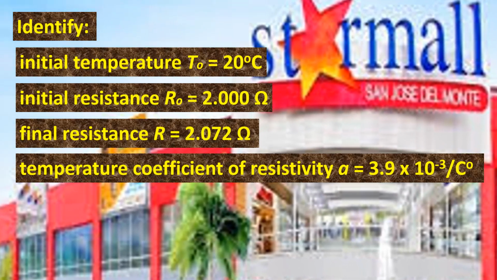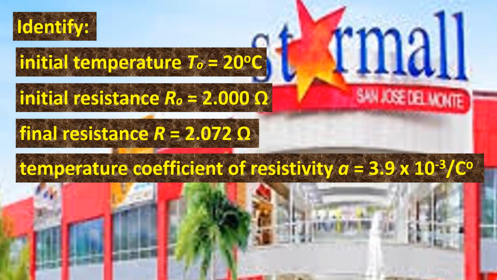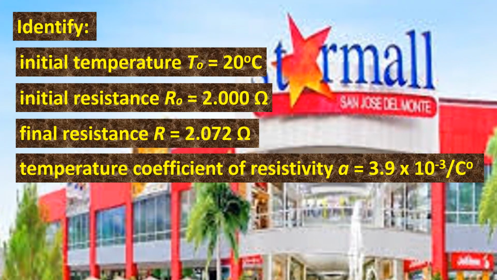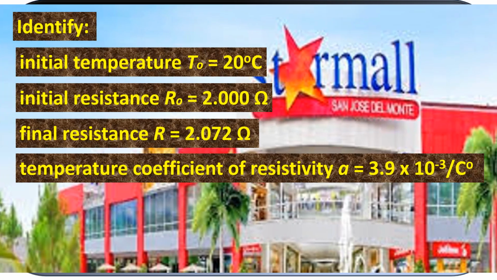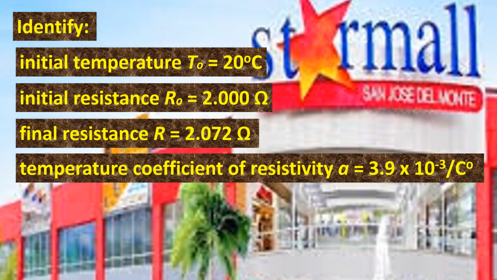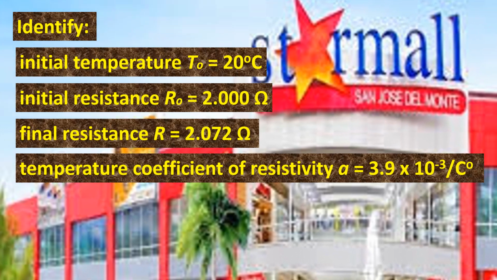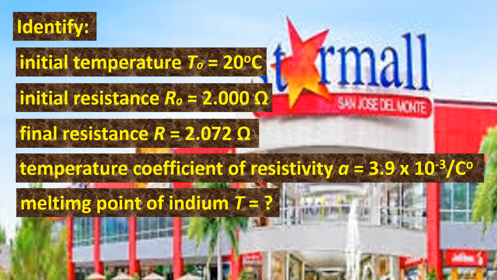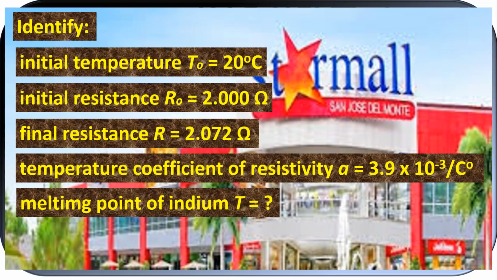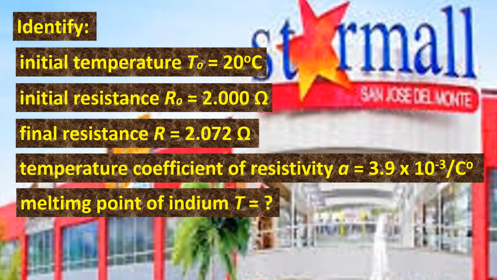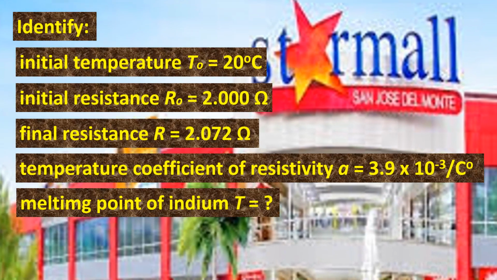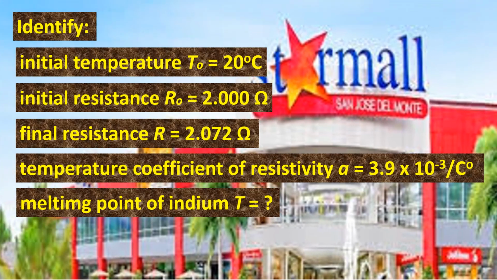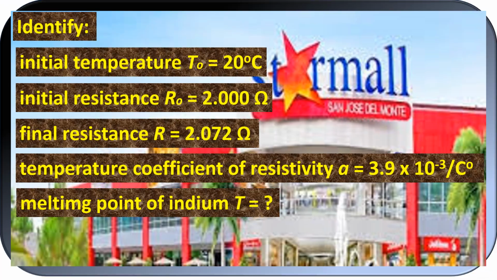Alright, the given temperature coefficient of resistivity for the platinum wire denoted by the Greek letter alpha is equal to 3.9 times 10 to the negative 3 power per Celsius degree. And our target variable is the melting point of indium, which in fact is the final temperature of the platinum wire denoted by capital T.